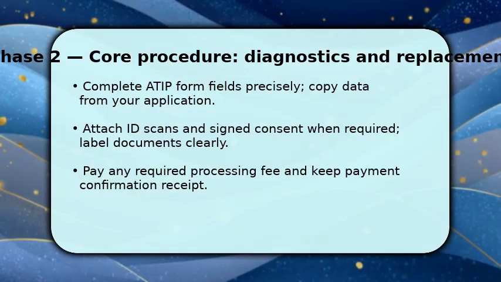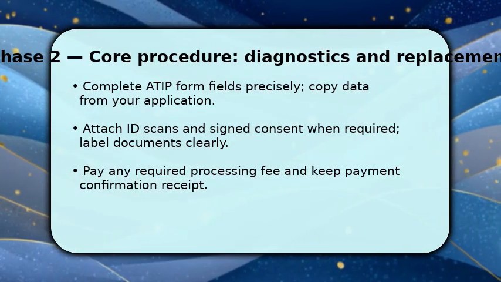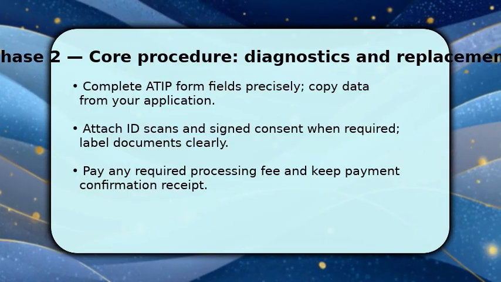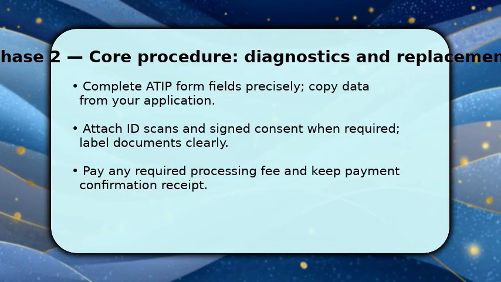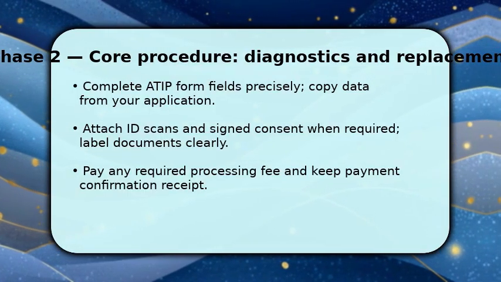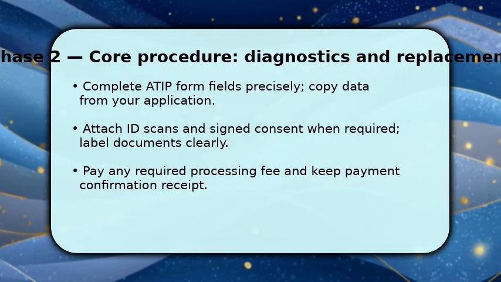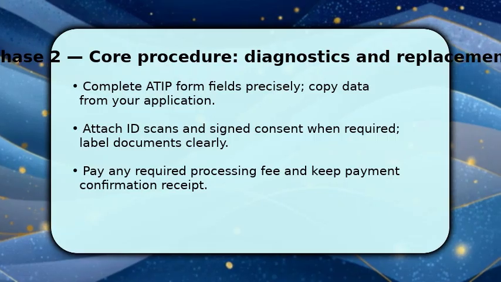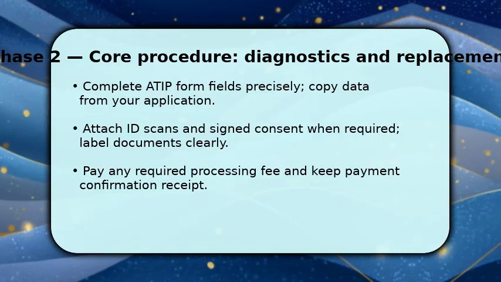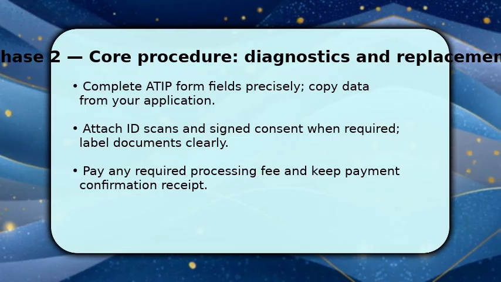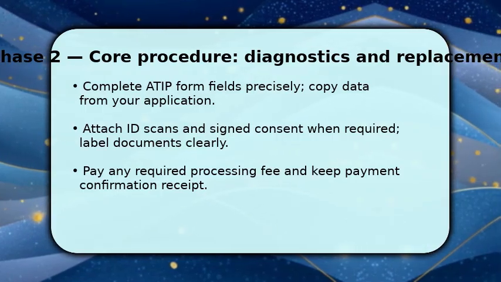date. Now complete the request carefully, enter names exactly as on official documents, and copy your application numbers into the designated fields. Attach scanned ID and signed consent if you're not the principal applicant. Label files like passport scan or consent signed so reviewers know what each file is. If a processing fee applies, pay it and save the confirmation.